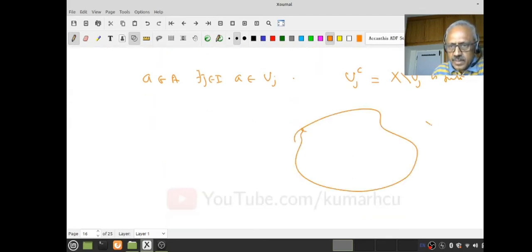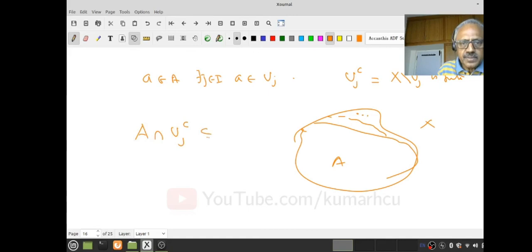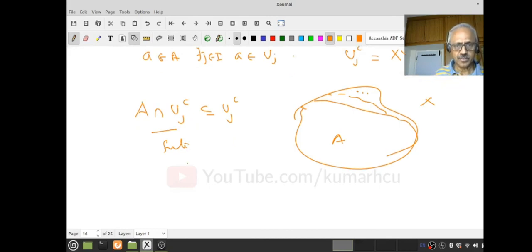So think of this. This is my X and this is my A. And this is an open set which contains the point, therefore only finitely many points are left out. Are you following? So let us look at A intersection U_j complement. This is a subset of U_j complement, therefore this is also finite. It may even be empty. So call this a finite set F.